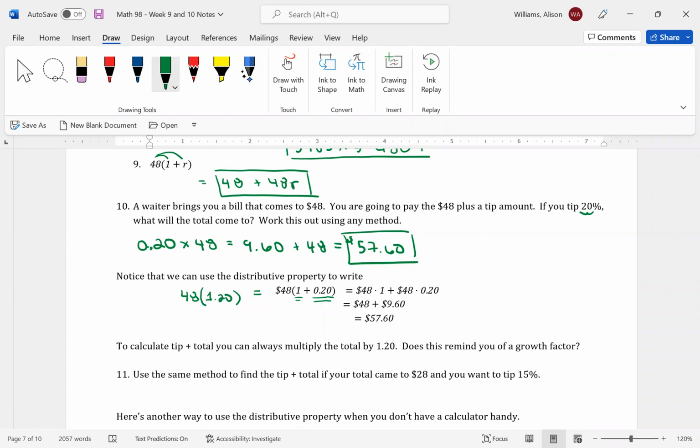So let's use the same method to find the tip. If your total came out to $28 and you want to tip 15%, that means I'm going to pay the 100% plus an additional 15%. So 1.15. That is what I'm going to multiply by 28. And I'm going to grab my calculator and plug it in. And I got 32.20.